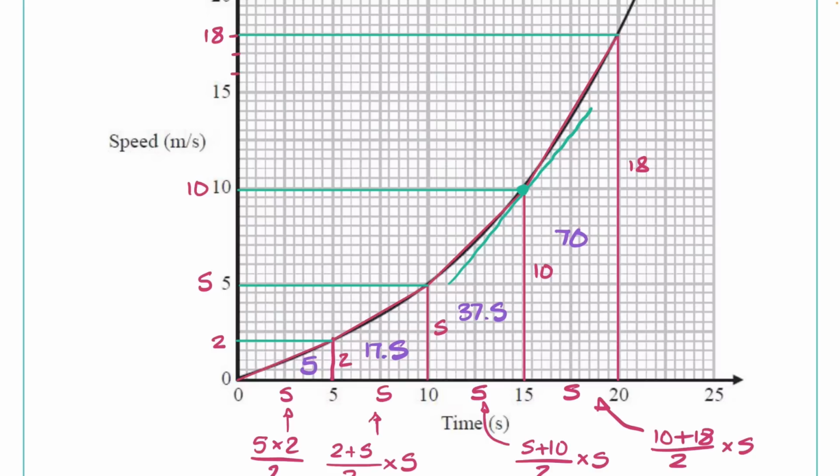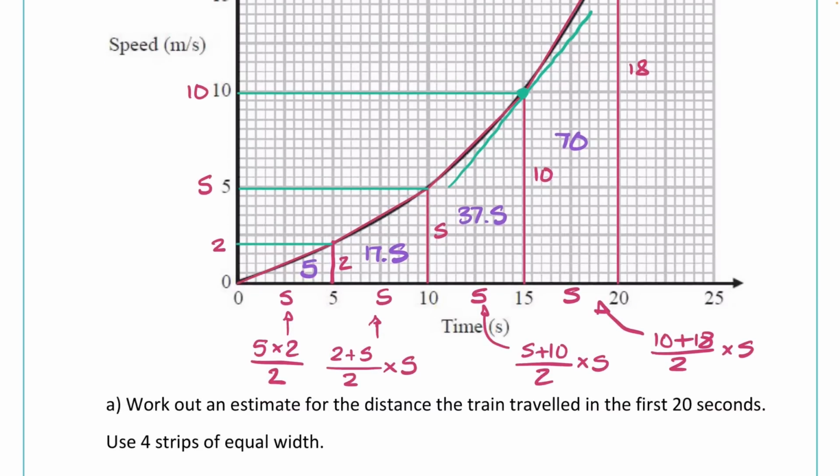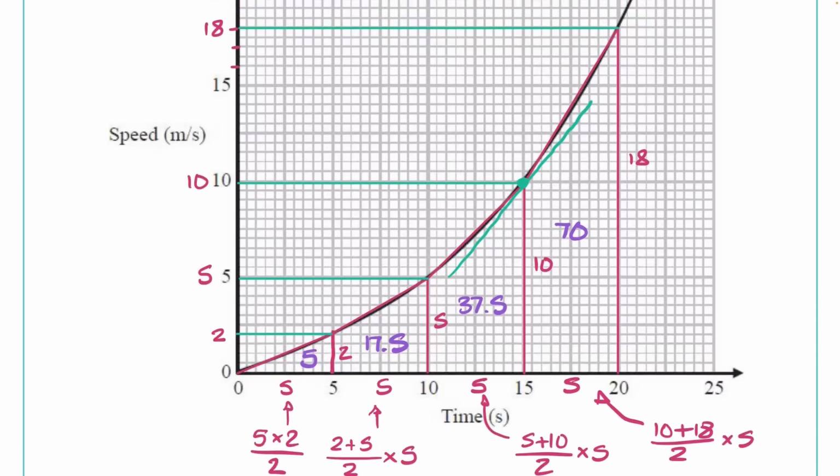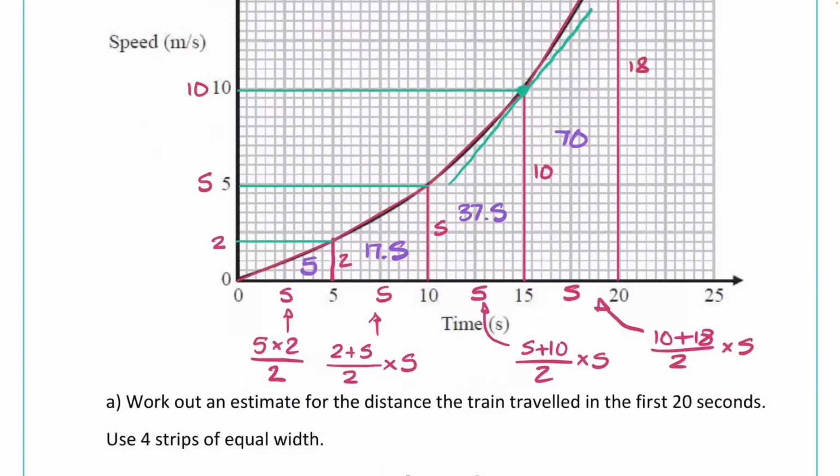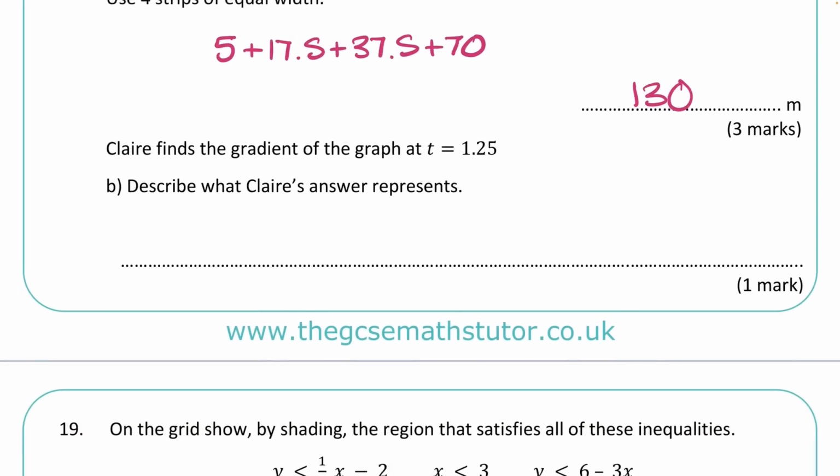However, you can have other types of graphs like this where you have distance and time, and that rate of change is about the speed, the change of distance per second. So this particular one is a speed time graph. So the tangent at a point there tells us the acceleration. However, just bear in mind if there is a distance time graph, then that rate of change is the speed. So here we go, describe what Claire's answer represents. It represents the acceleration. There we go, I'll just put the acceleration at t equals 1.25. And there we go, there is our answer.